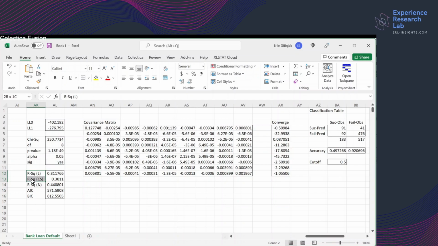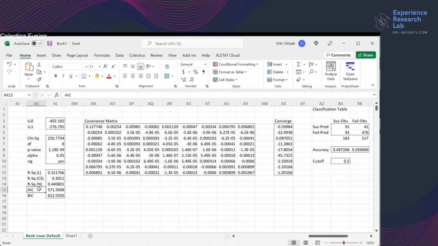R squared shows the proportion of the variance for a dependent variable explained by the independent variables in the model. In scientific research, R squared is supposed to be higher than 0.6. However, in marketing and social research, it can be as low as 0.1. So R squared of 0.31, 0.30, and 0.44 here are not necessarily a bad sign.